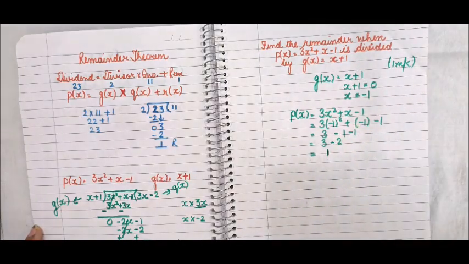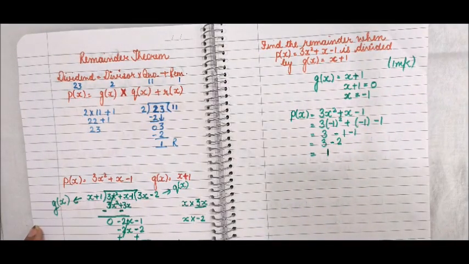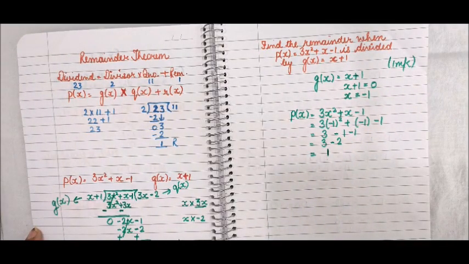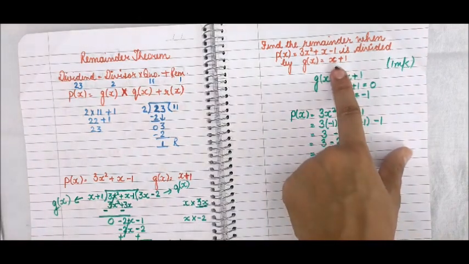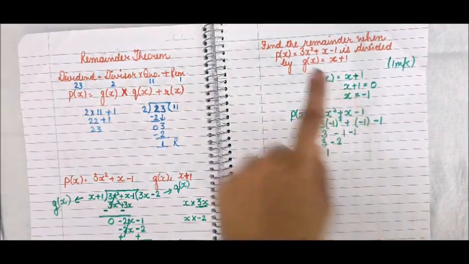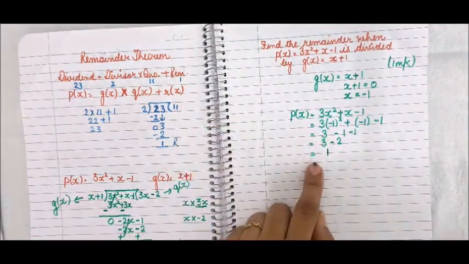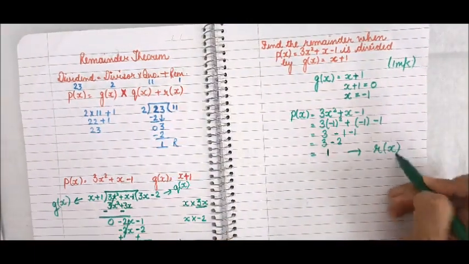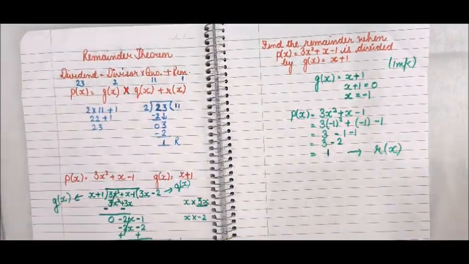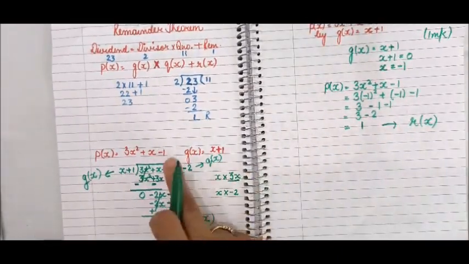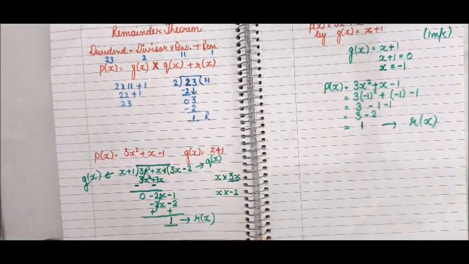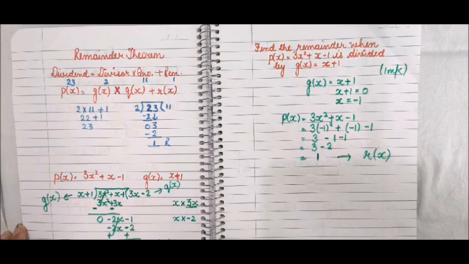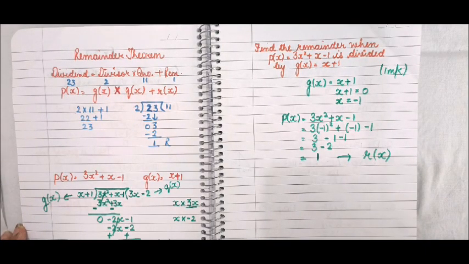So this is the shortcut method. If the question comes in the exam only for 1 mark, you are going to look for the value of x and then put the value of x in the given polynomial. So this is the remainder. This is how you will get the remainder. And on the previous page I have shown you the full division of the polynomials. So this is how we look for the remainder by the shortcut method.